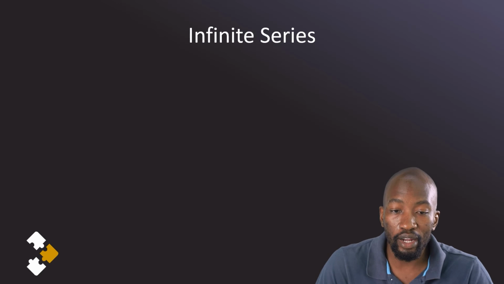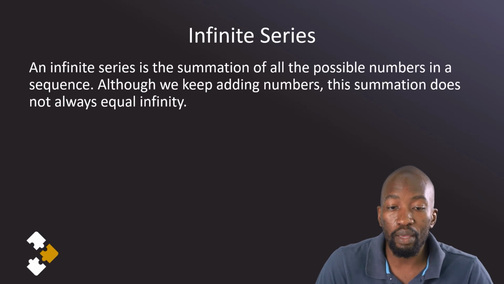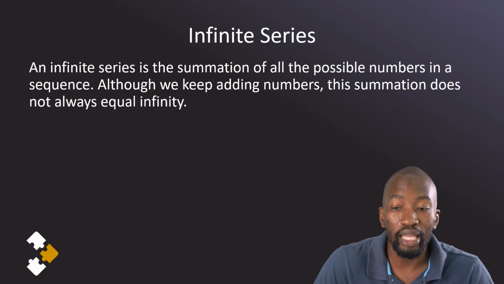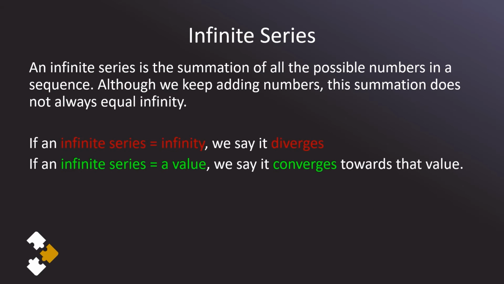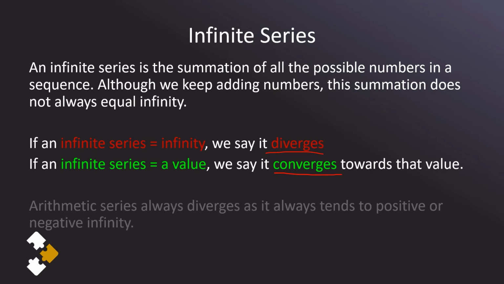Now let's look at the infinite series. An infinite series is the summation of all possible numbers in a sequence. Although we keep adding numbers, this summation does not always equal infinity. If an infinite series is equal to infinity, we say it diverges. If an infinite series is equal to a certain value, we say it converges towards that value. Arithmetic series always diverges as it always tends to positive or negative infinity.